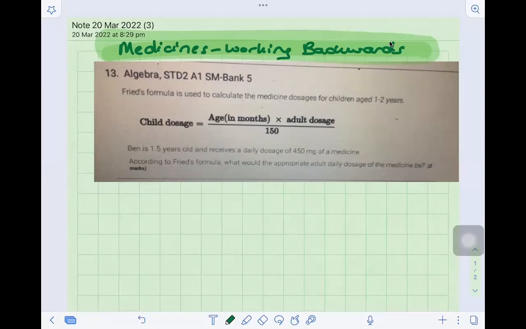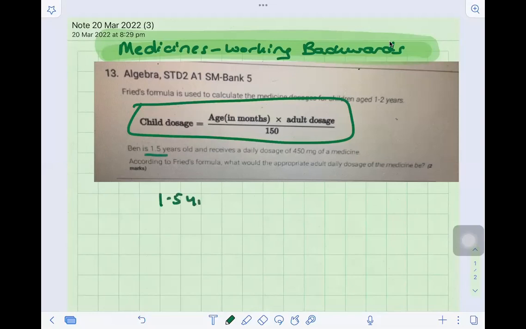Okay, so I'm just going to look at working backwards with medicines. So we have Fried's formula here. Given that Ben is 1.5, so that's 1.5 years. That'll be 1.5 times 12, which is 18 months, because you just got to make sure that the age is in months.